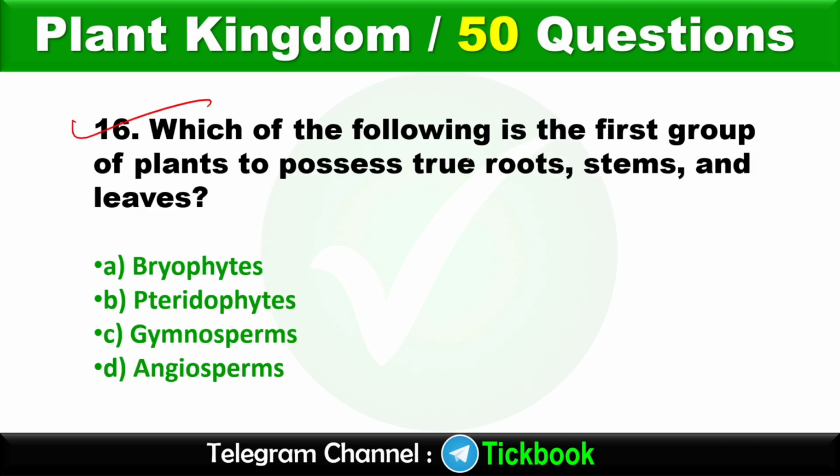16. Which of the following is the first group of plants to possess true roots, stems and leaves? Option number B will be the right answer, pteridophytes.